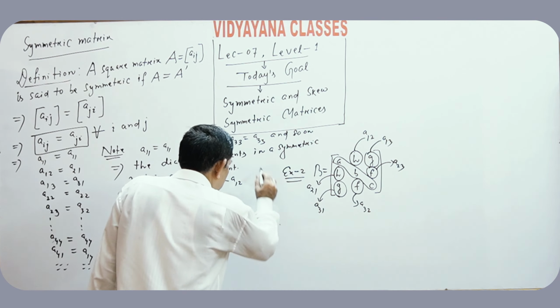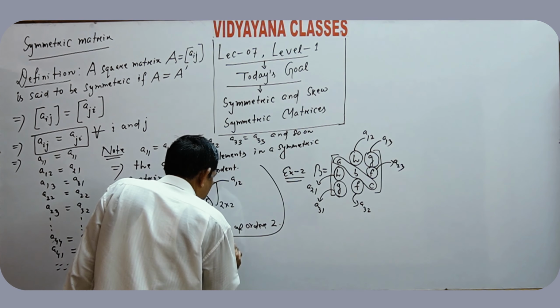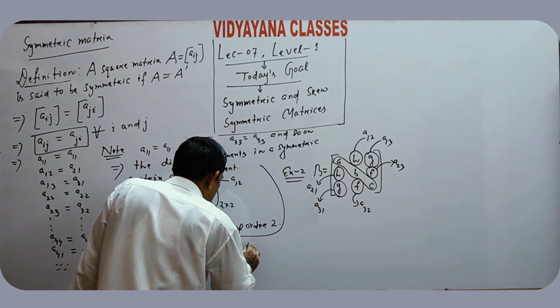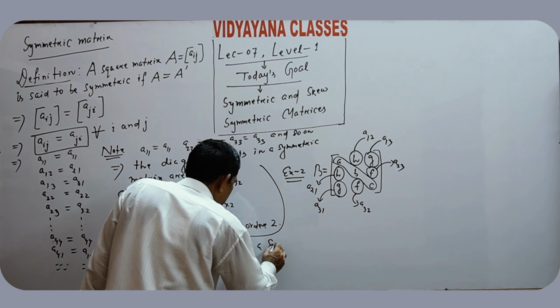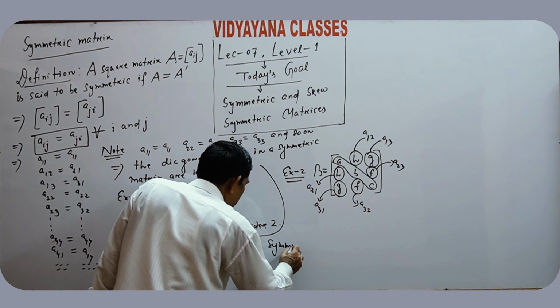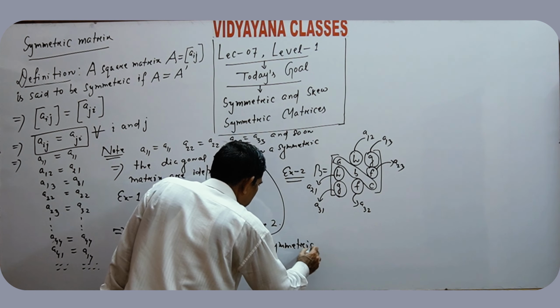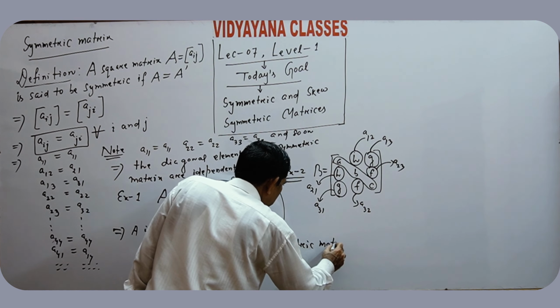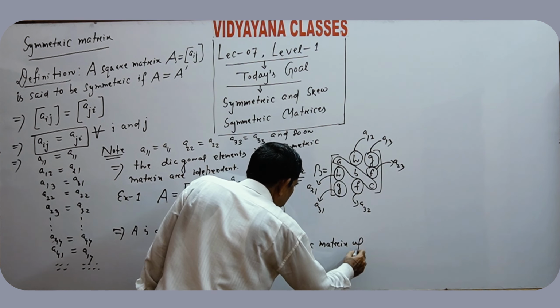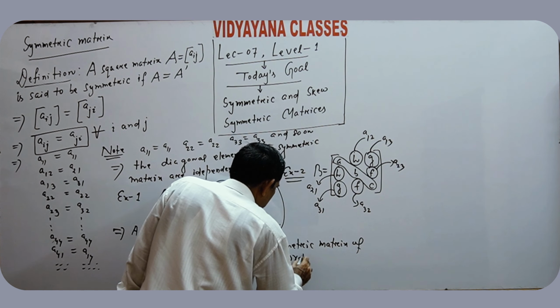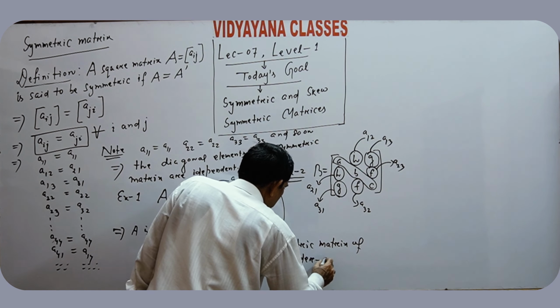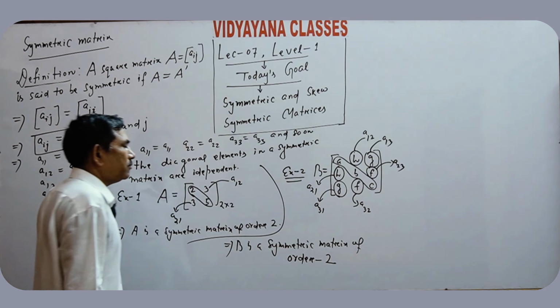This implies B is a symmetric matrix of order 3.